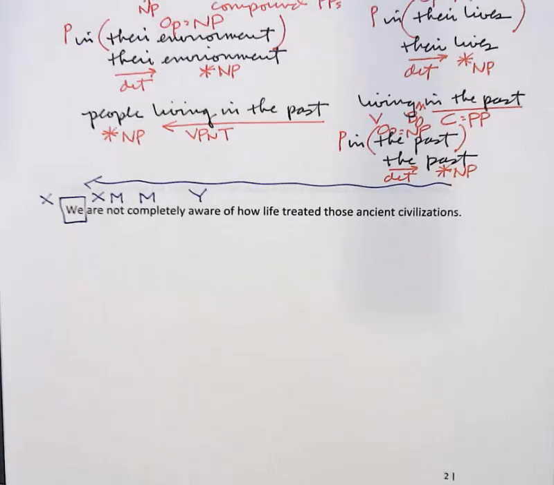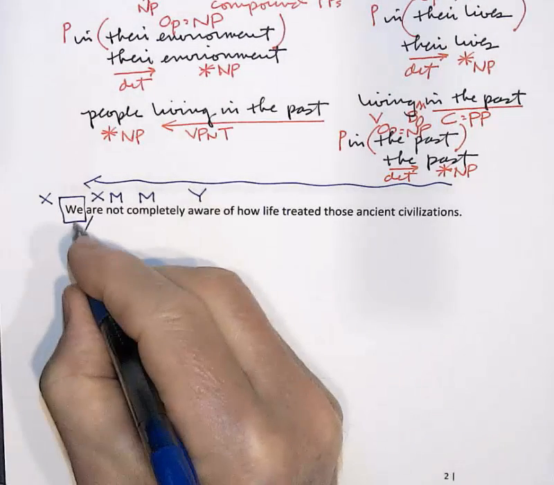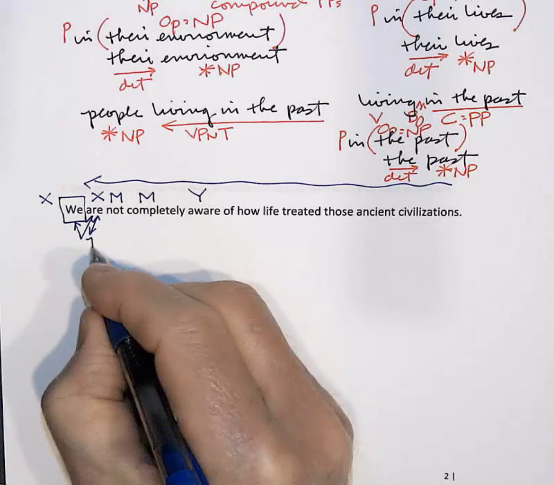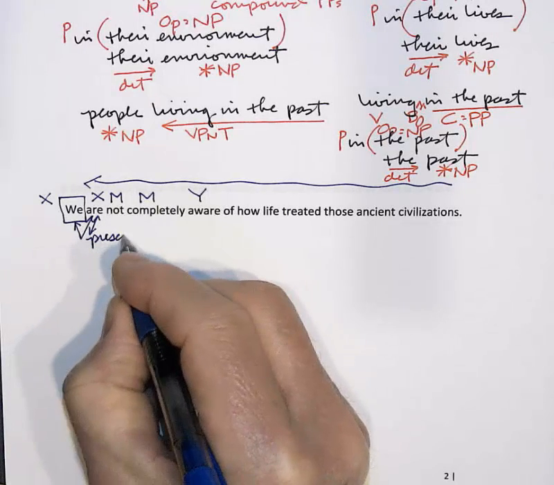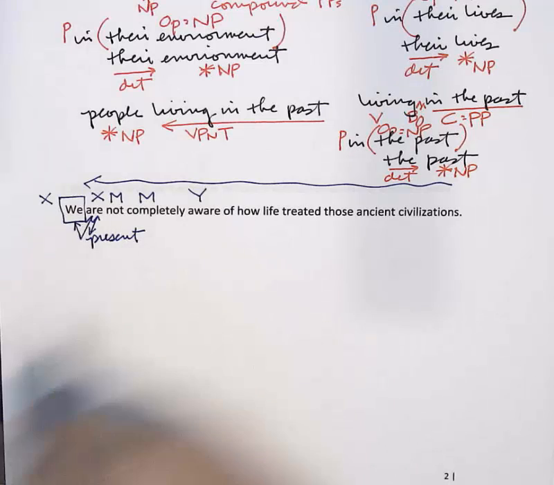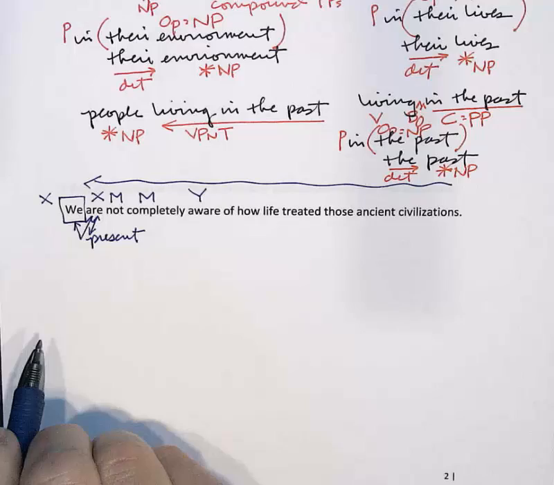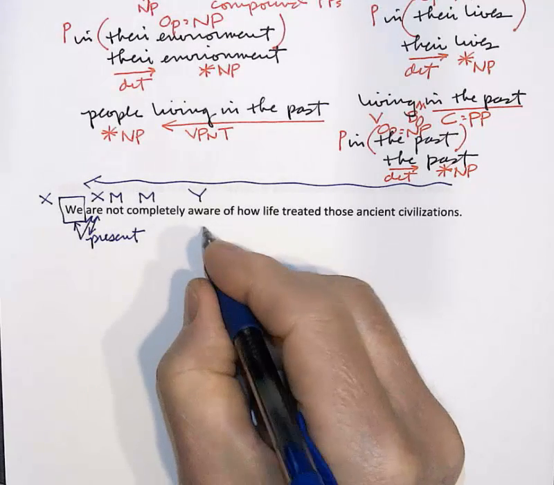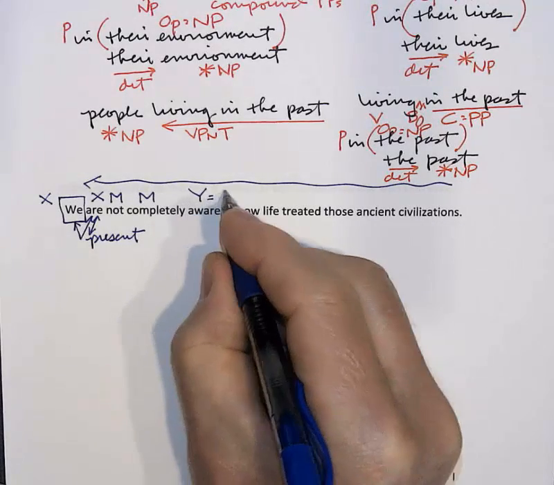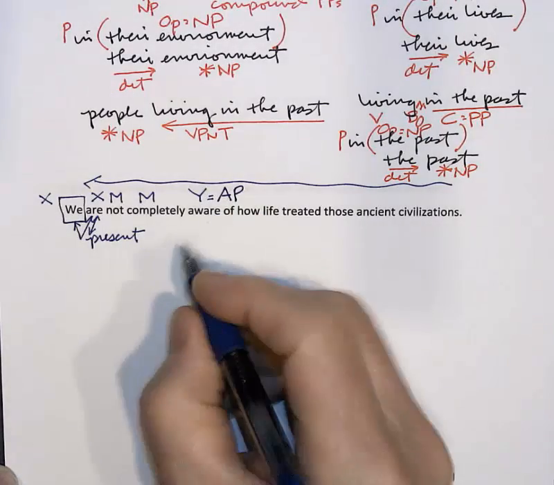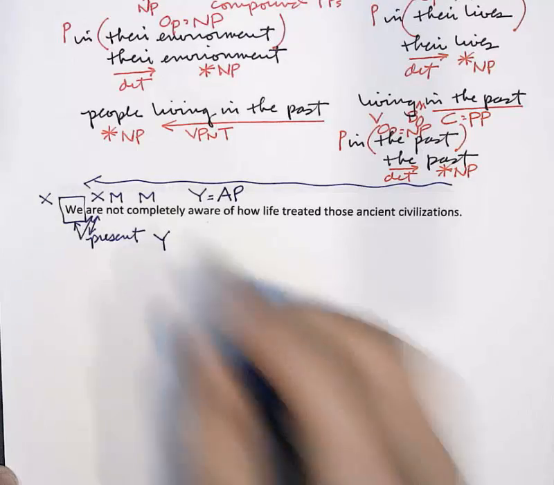Okay. R ties with the subject. R ties with the present. There are no more ties, so there's no verb in Y. Now, aware is an adjective. So, Y is an adjective phrase. Let's rewrite the Y.